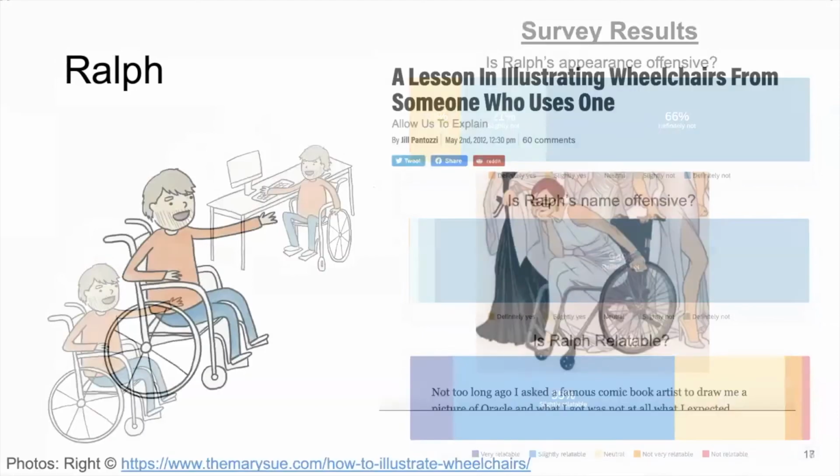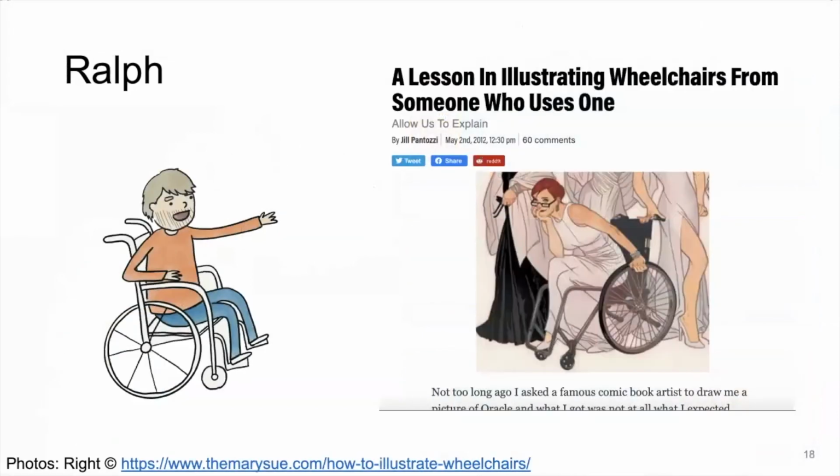However, we found that we need to improve Ralph quite a bit. Although it was not our intentions, survey takers noticed that the beard of Ralph looked unkempt and it made him look like he was unable to take care of himself and that his wheelchair was not appropriate.